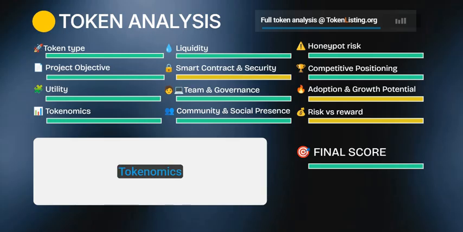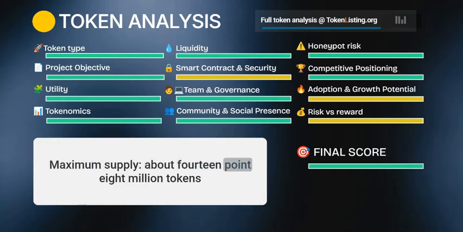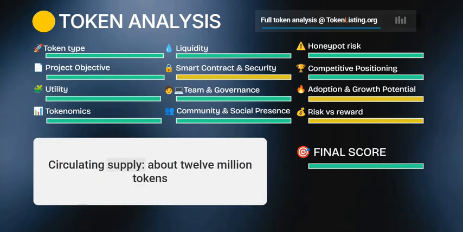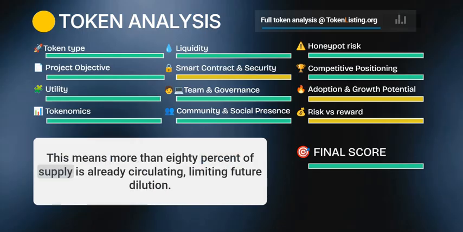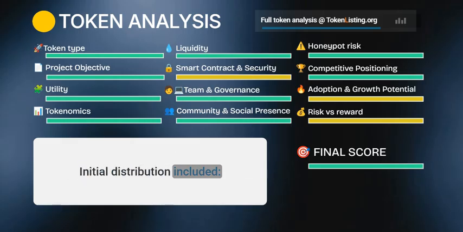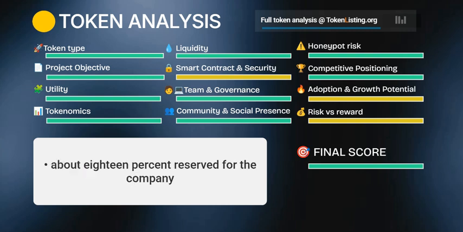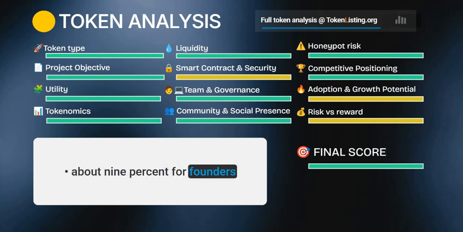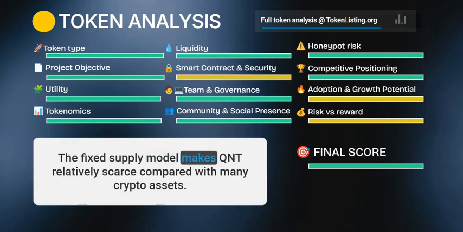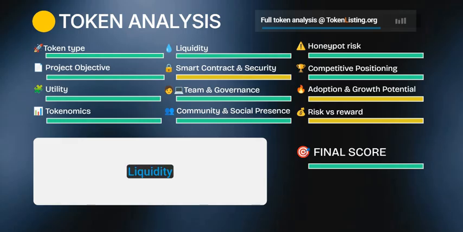Tokenomics. Maximum supply, about 14.8 million tokens. Circulating supply, about 12 million tokens. This means more than 80% of supply is already circulating, limiting future dilution. Initial distribution included roughly 68% sold in the public ICO, about 18% reserved for the company, about 9% for founders, about 4% for advisors. The fixed supply model makes QNT relatively scarce compared with many crypto assets.